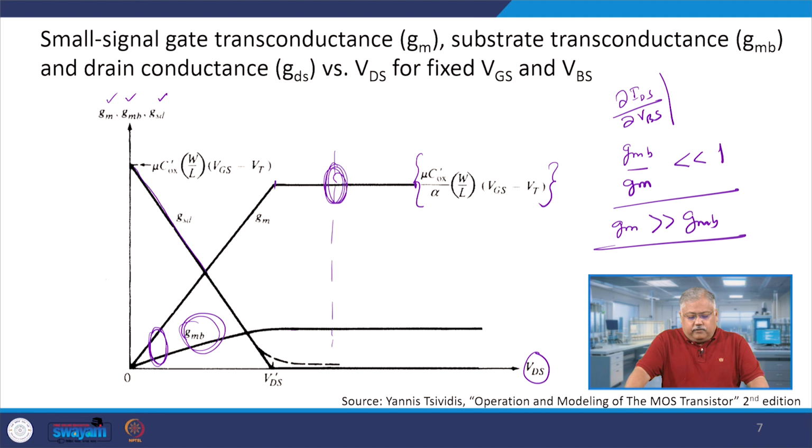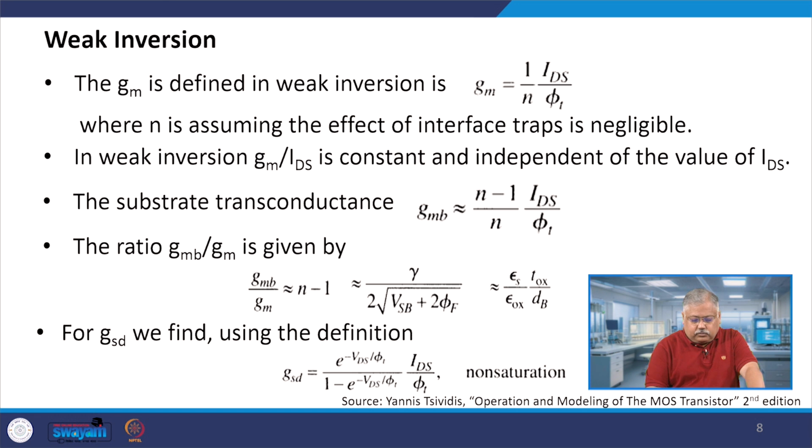Now if you look at GSD at VDS equals 0 and GM at large values of VDS, their effective values are almost the same. But since you do not operate any device at VDS equals 0, the GSD having a value of mu n Cox prime W by L into VGS minus VT does not make sense, and that gives you a brief idea or sense of this.